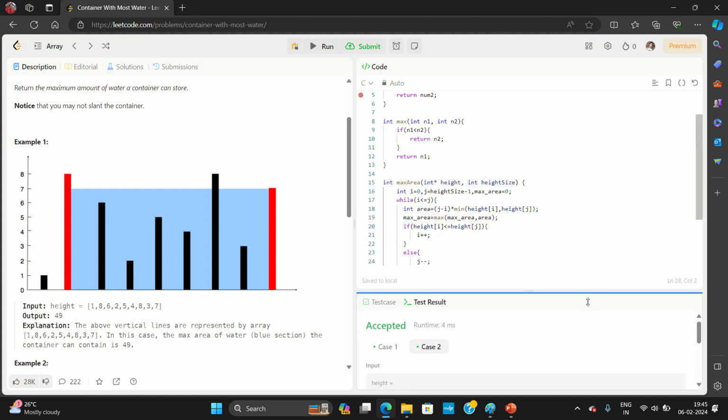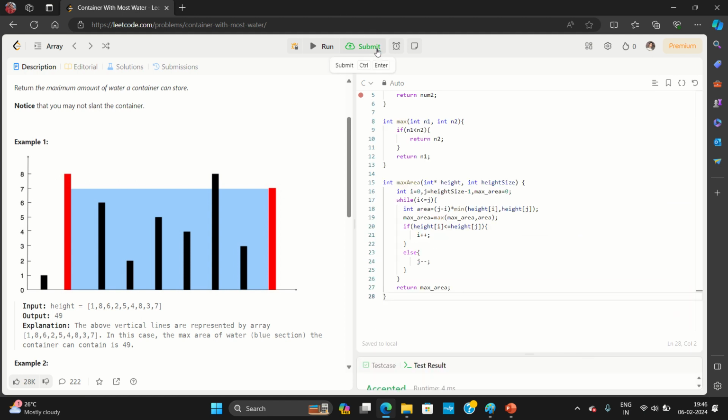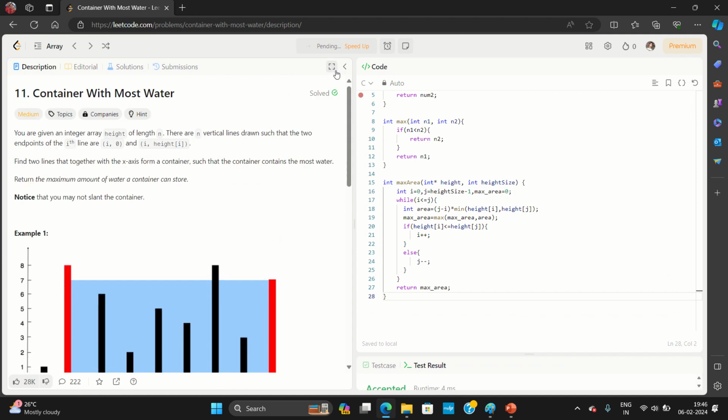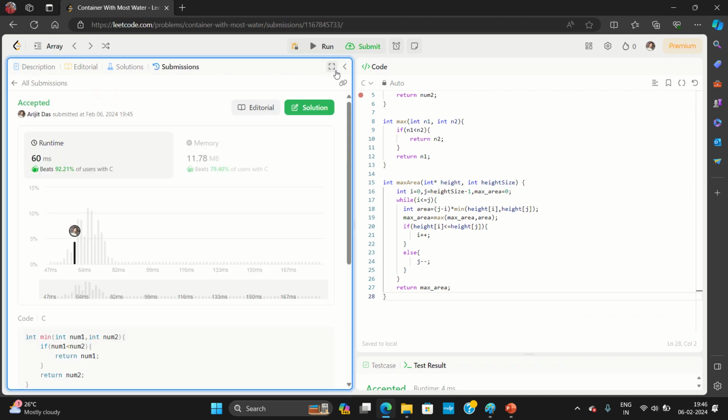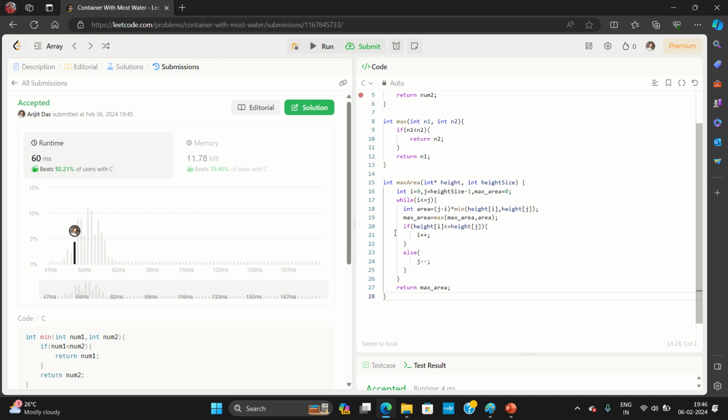Now let us submit this and see if there is any error. Yeah, so this solution is accepted, compared to the brute force solution that we discussed in our previous video. So what is the time complexity of this code?